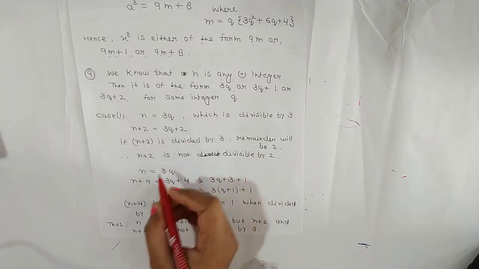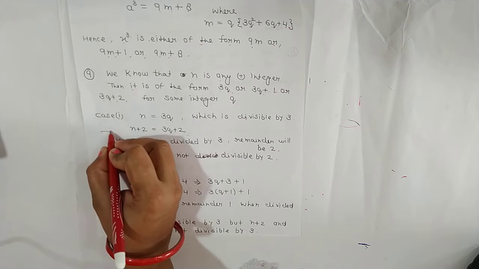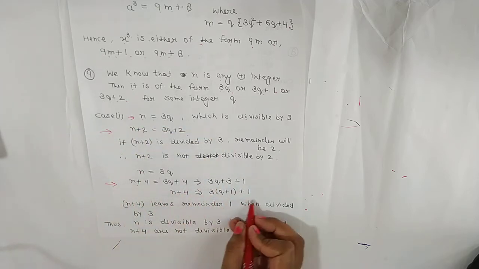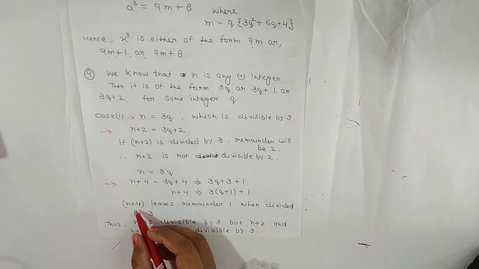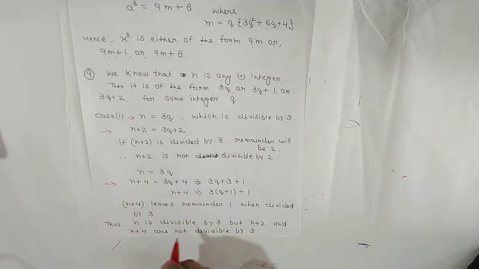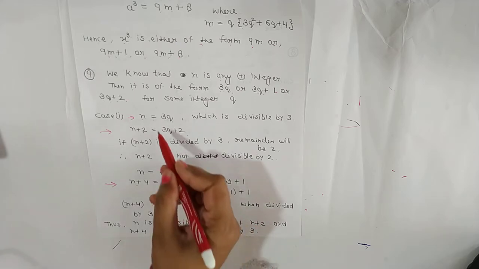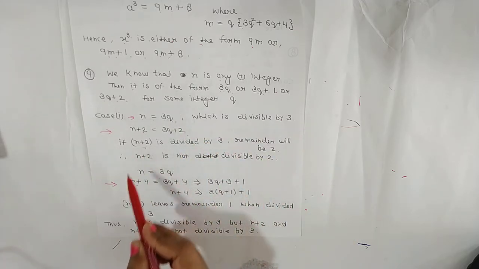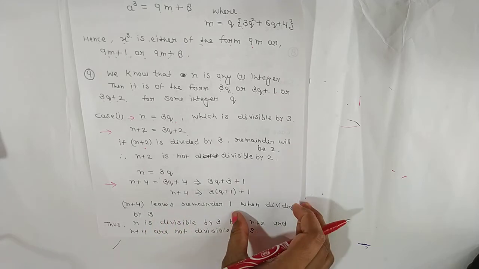You can see that. Then we will find n plus 4. Okay, so n plus 4 is also not divisible by 3. When we divide n plus 4 by 3, the remainder is 1. Okay, so we can say that n is divisible by 3, but n plus 2 and n plus 4 are not divisible by 3.